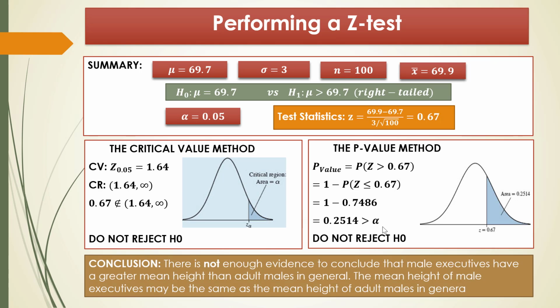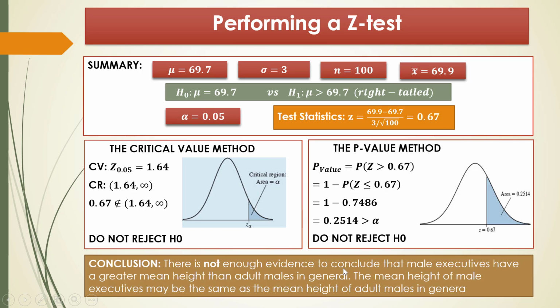So now we make a conclusion. Because we do not have enough evidence to reject H0, H0 might be true. There's not enough evidence to conclude that the male executives have a greater mean height than adult males in general. The mean height of male executives may be the same as the mean height of adult males in general.